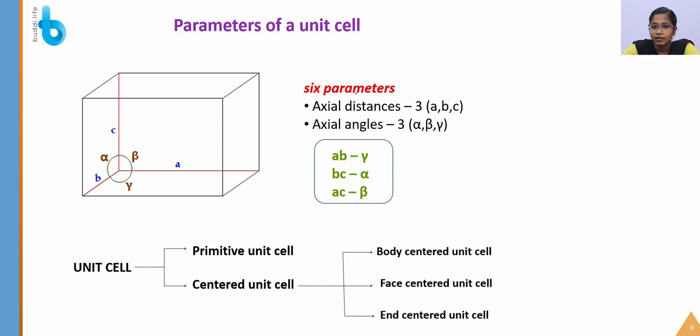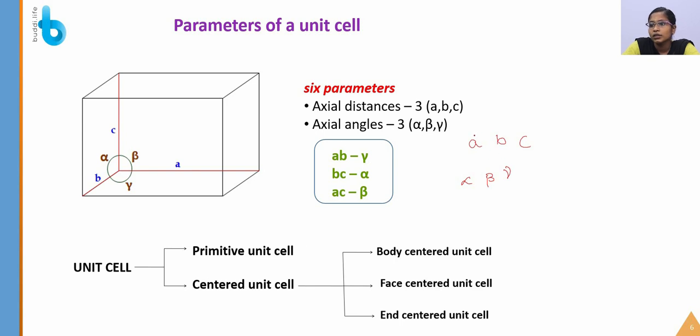Now we will see about the parameters of a unit cell. There are totally 6 parameters in a unit cell. Among them, 3 are axial distances and 3 are axial angles. Axial distances are nothing but the distance between one atom and another atom. Here there are 3 axial distances, a, b, c, and 3 axial angles, alpha, beta and gamma. You can easily note that a, b, c are the axial distances, and alpha, beta, gamma are the axial angles.